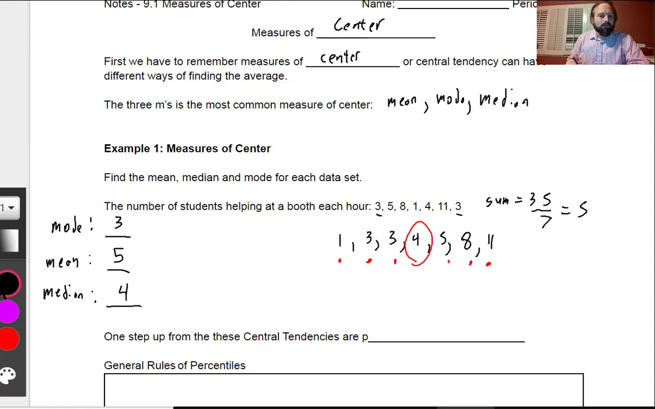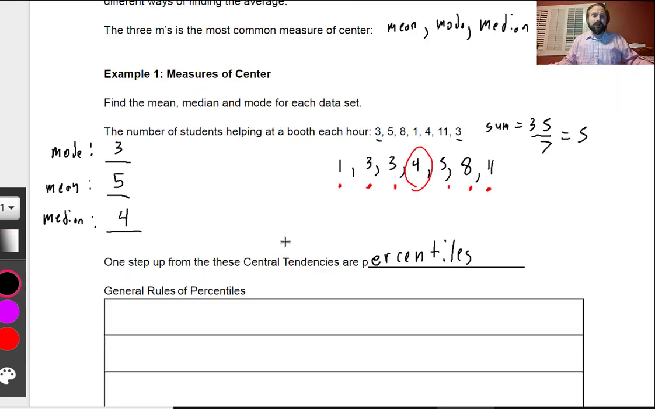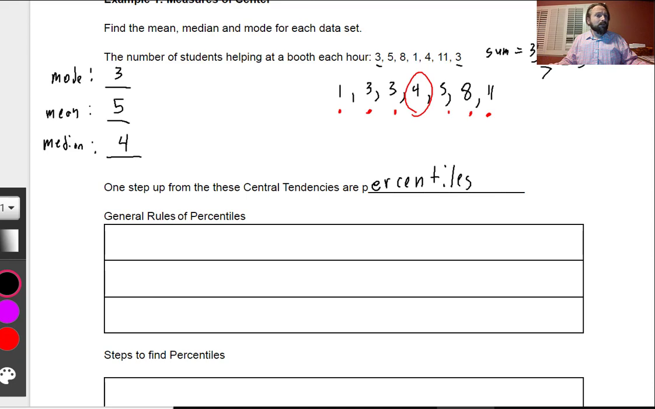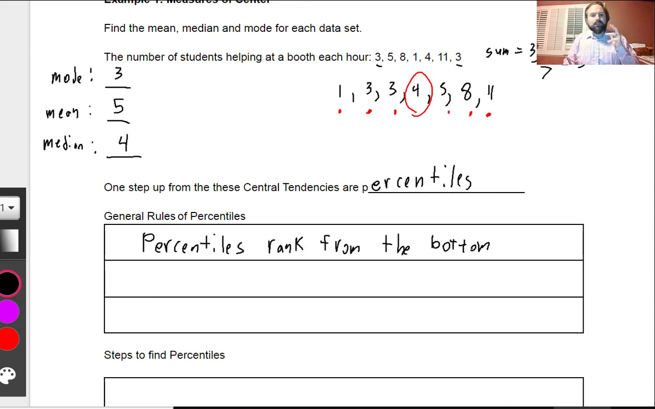So here we go. One step up from the central tendencies are percentiles. So let's write that in. Percentiles. Now there's a couple rules. Now let's hold up for a second. All right. So the general rules of the percentiles are going to be the following. 1. Percentiles are going to rank from the bottom. So always from the bottom to the top. So if you're at the 40%, you're going to go from the bottom and go up 40%. And so you're going to be above 40%.